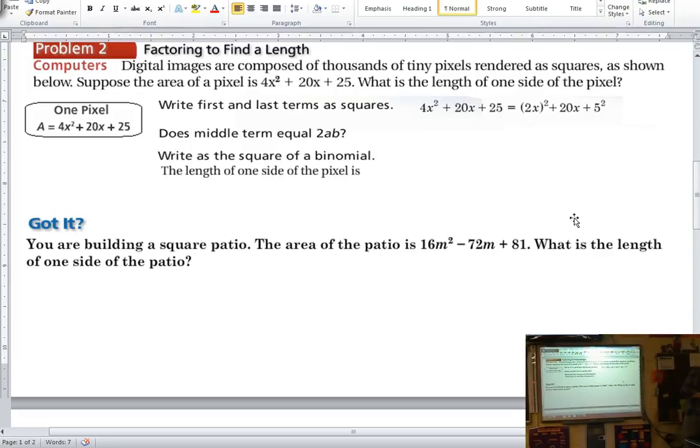So digital images are composed of thousands of tiny pixels rendered as squares, shown below.